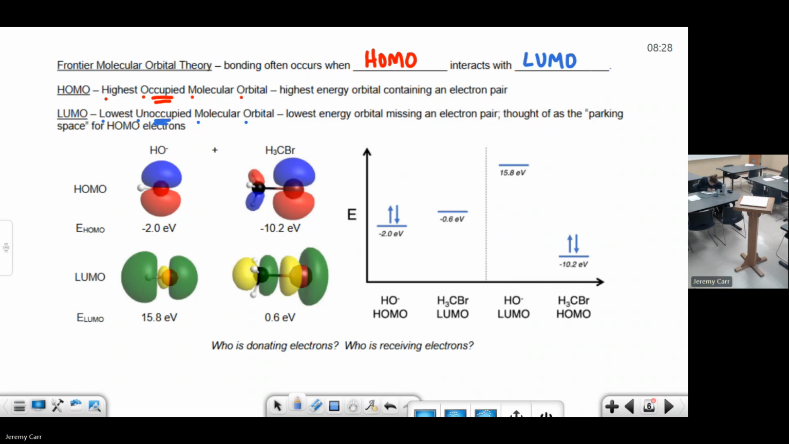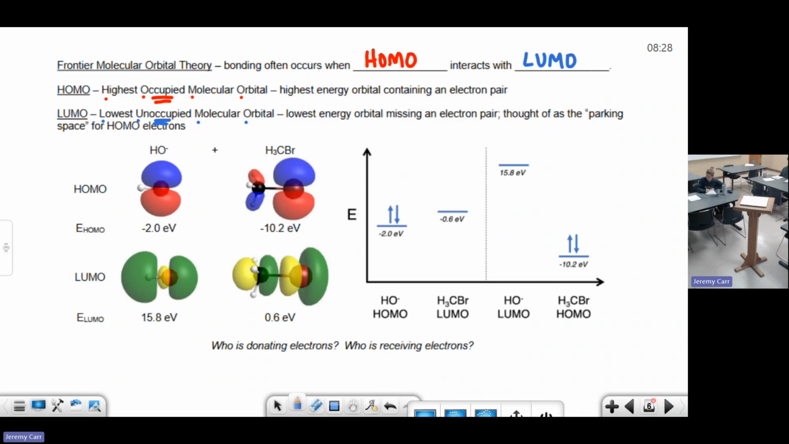Okay, so we can again lean on computer modeling to take a look at what the HOMOs and the LUMOs look like for both of these reactants really carefully. This is the data that we actually see here. We have hydroxide on the upper left-hand corner. We can have the computer compute the energy of this particular orbital. It's negative 2.0 electron volts. And then for methyl bromide, we have another HOMO over here. This is negative 10.2 electron volts. We'll talk about what that means in a second.